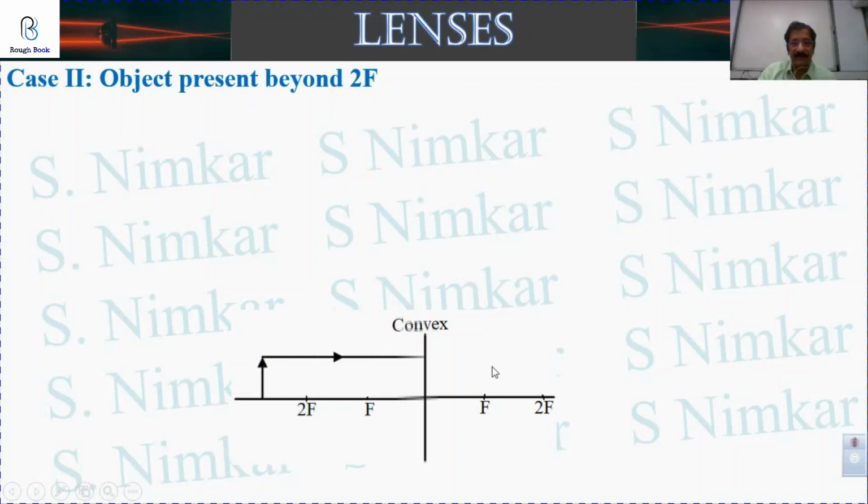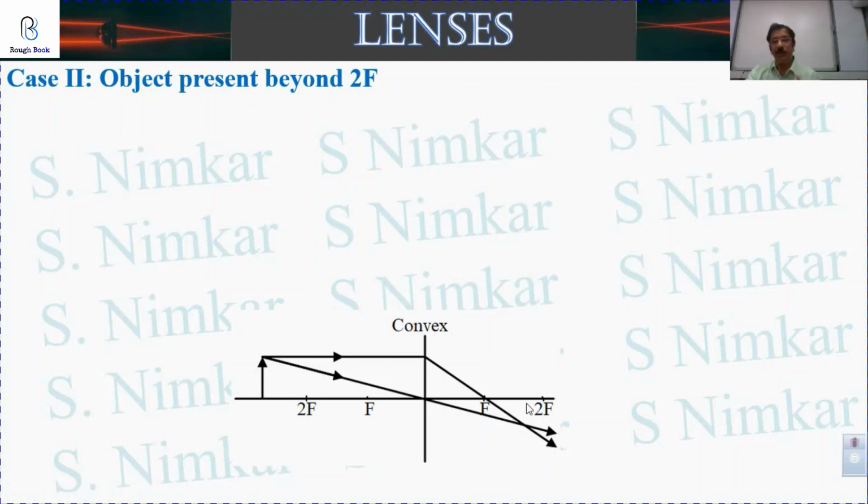and we will consider one ray parallel to the principal axis. After refraction, it passes through the focus. I will choose another ray from the same point passing through the optical center and produce it further. Now actually wherever the two rays intersect, there you will get the position of the image.